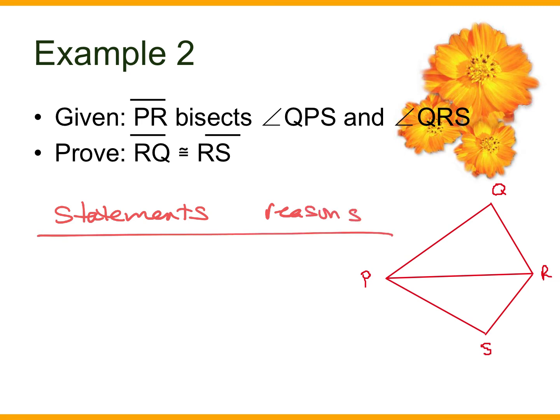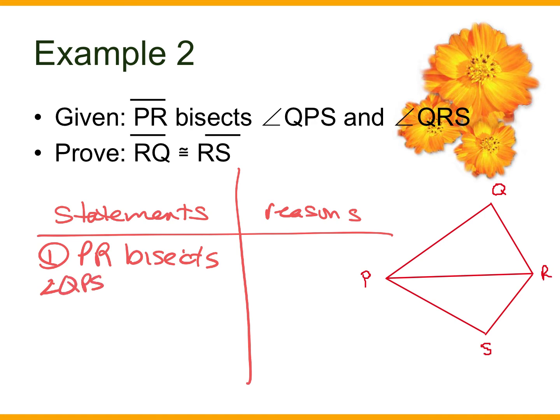Again, I'm going to state all my given. PR bisects, it's bisecting two angles this time, QPS and QRS. And then I'm asking you to prove segments again. So in order to use CPCTC, I need to figure out if these two triangles are congruent. So let me go ahead and figure out where the angles are that are being bisected. So I have QPS over here.